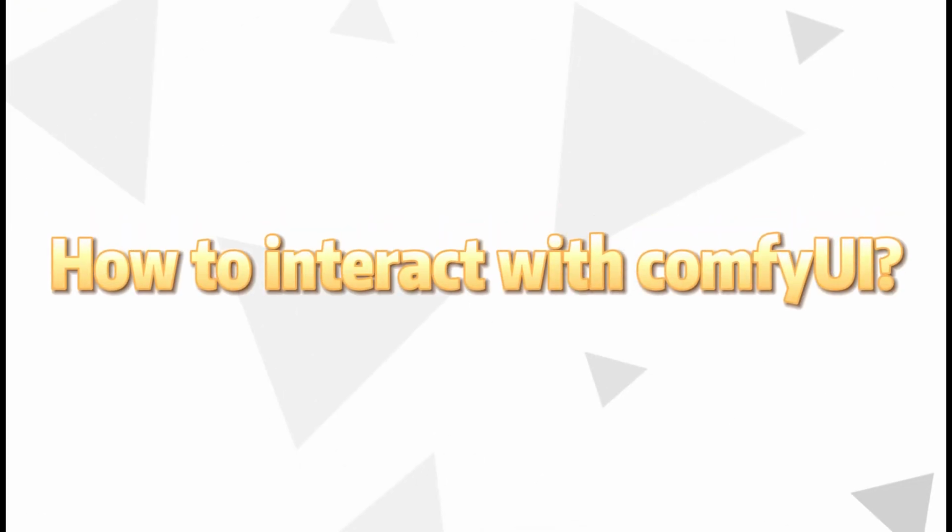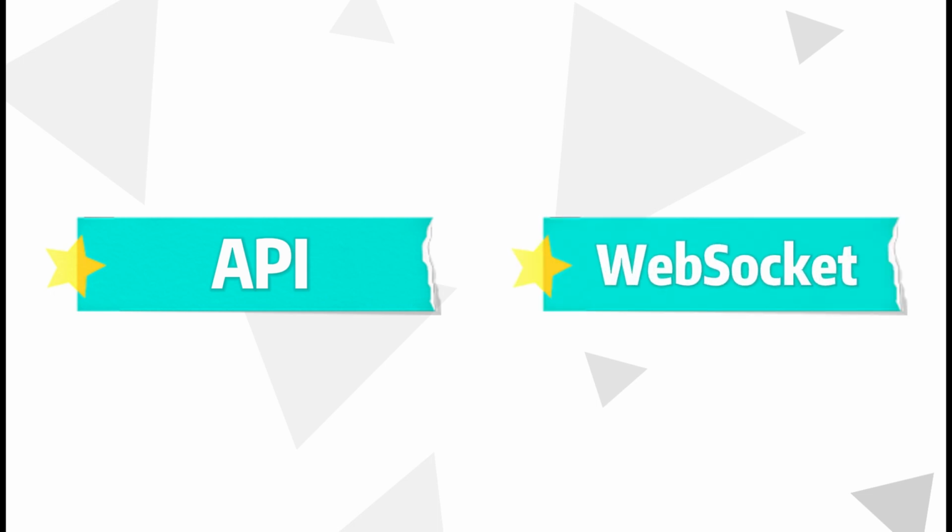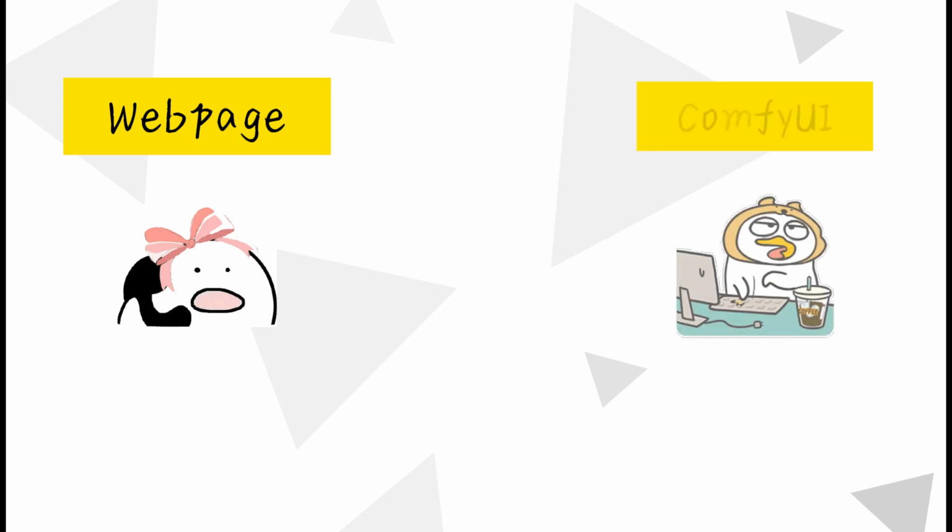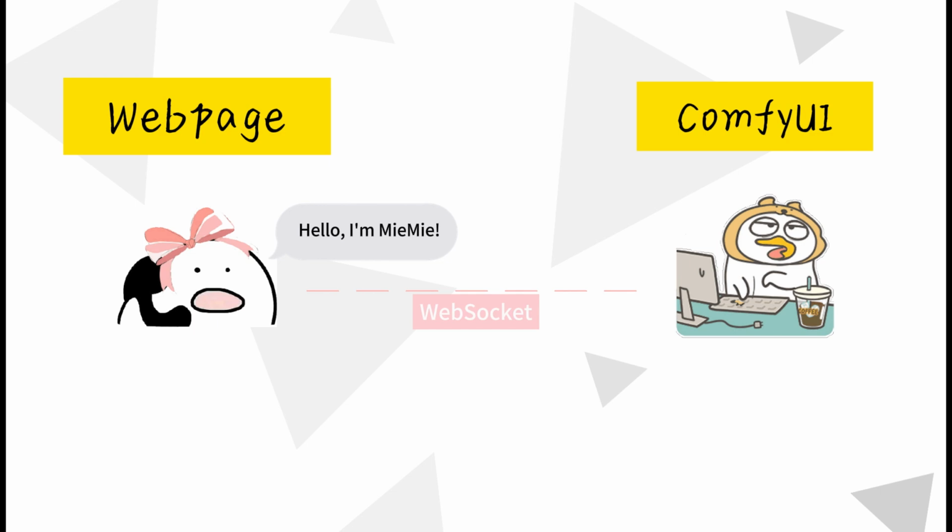How to interact with ComfyUI? ComfyUI provides two methods to achieve different functionalities. We can execute image generation operations by accessing the ComfyUI service through API, or we can create a WebSocket connection to receive notifications, including messages such as image generation completion. Taking the implementation of this web page as an example, first, I need to establish a WebSocket long connection with the ComfyUI server, remembering to bring the client ID, which is like making a call to the server, telling it who I am.